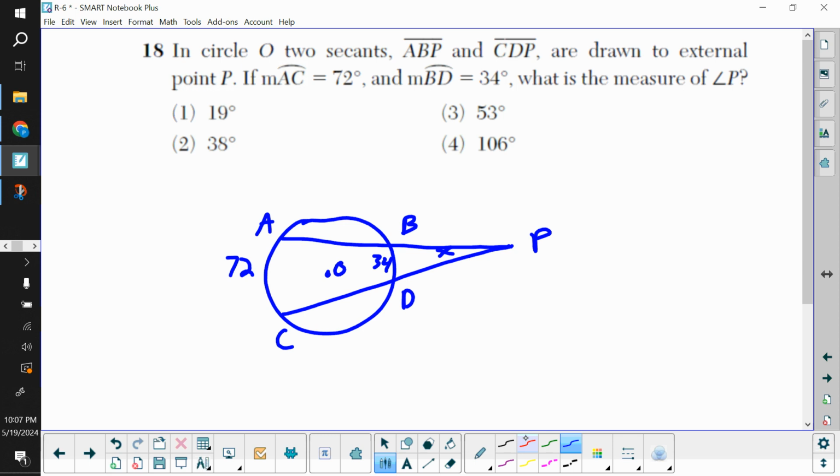We saw in the green packet when we went through it, when you have an angle outside of the circle, that angle is equal to 1/2 the big arc minus the little arc. So in other words, the arc that's further away minus the arc which is closer. And if we just type this in, this is going to give us 19 degrees for X. Double check that X is what you wanted. We called X angle P, and angle P is what we wanted.